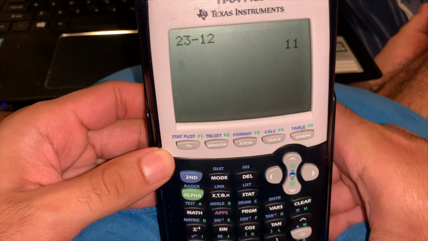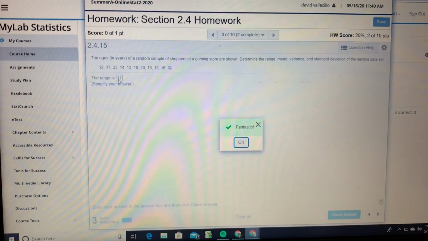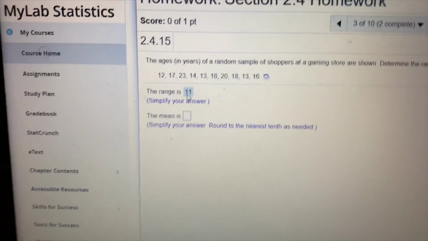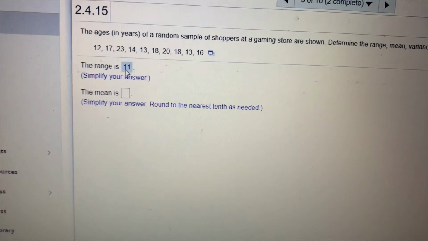Okay, so now we're going to go to the computer and input the answer that we found, which was 11. Let's see if that's correct. And fantastic, perfect. So now our second question is the mean.